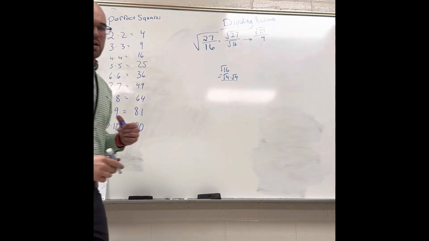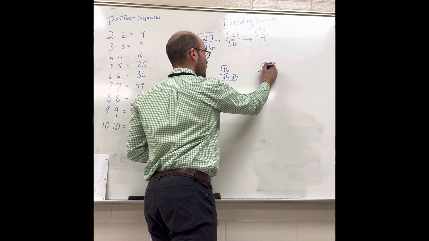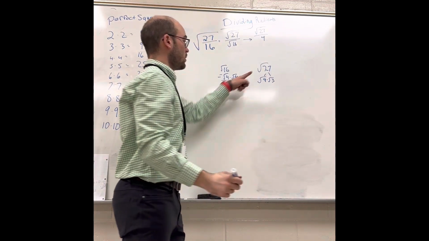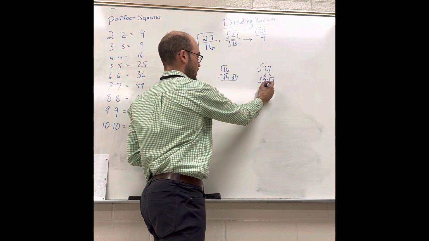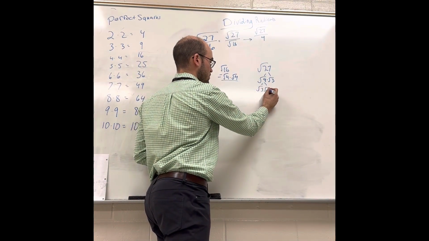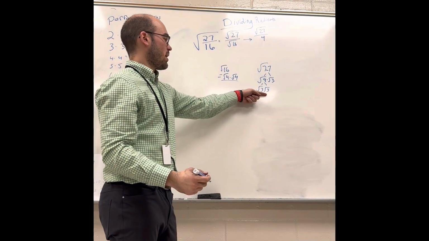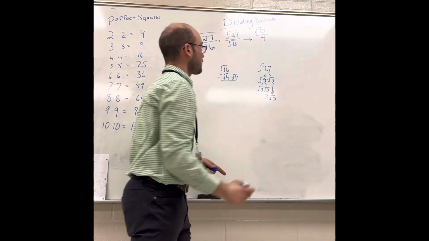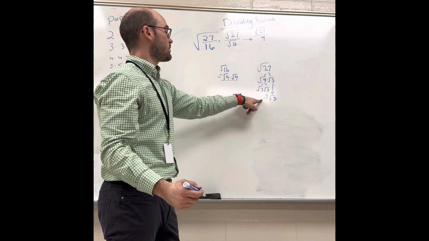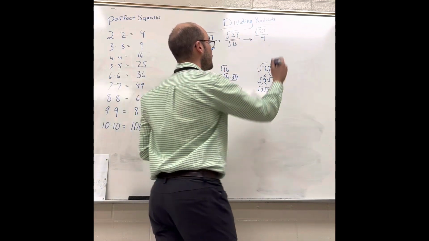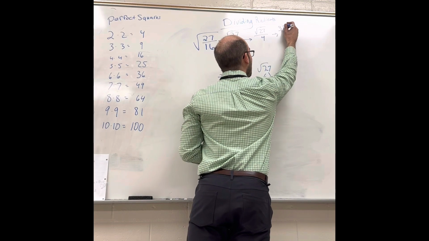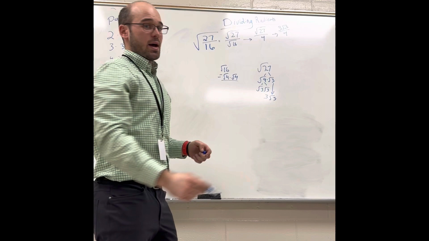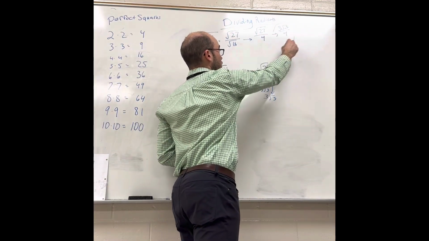Let's break down that 27. We know that root 9 times root 3 will get me root 27. Let's break down that root 9, root 3 times root 3. I've got the pair. The 3 is going to come out. This root 3 is going to have to stay though. So root 27 is the same as 3 root 3. So my final answer is 3 root 3 over 4.